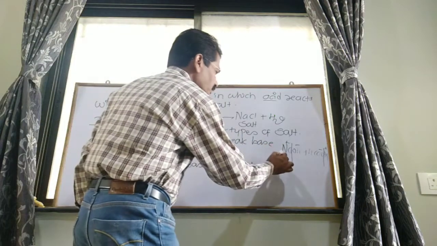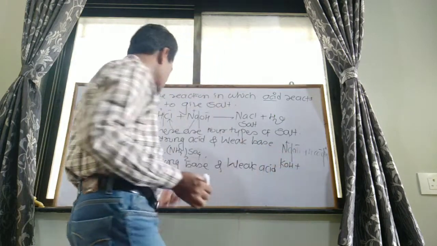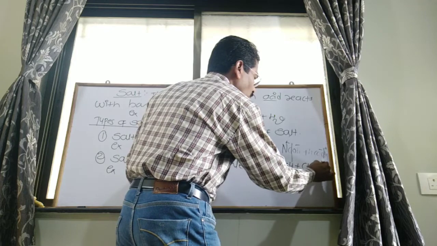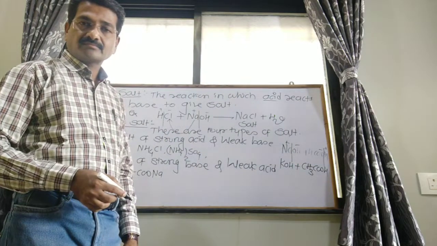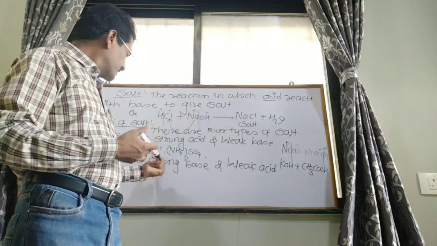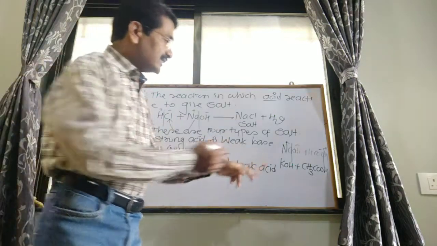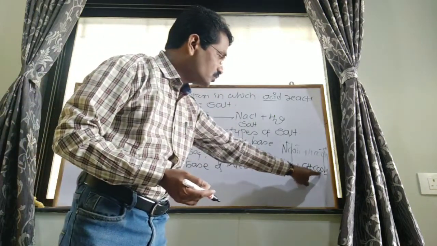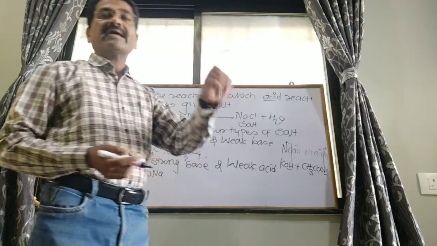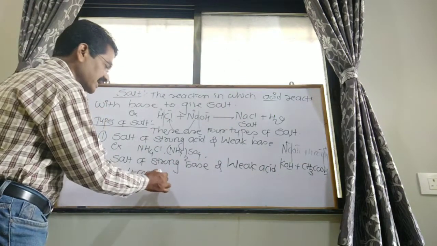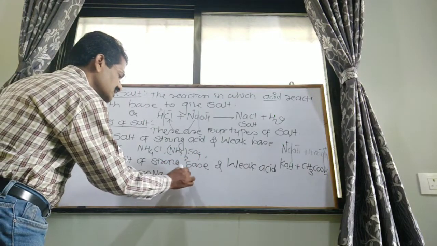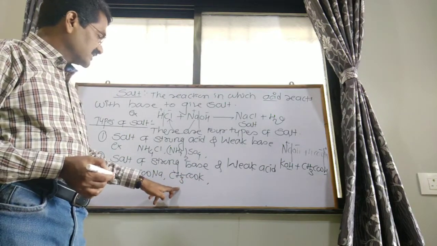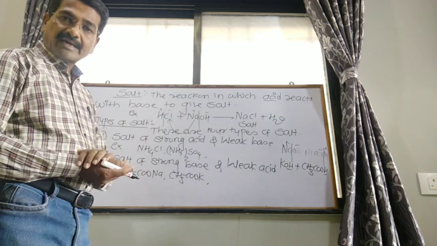Another example, suppose KOH is the base, that is a strong base, and weak acid CH3COOH, acetic acid. When these two combine together, we get the salt of strong base and weak acid. How? This OH and H produce the water, and the remaining CH3COOK, potassium acetate, is a salt of strong base and weak acid.